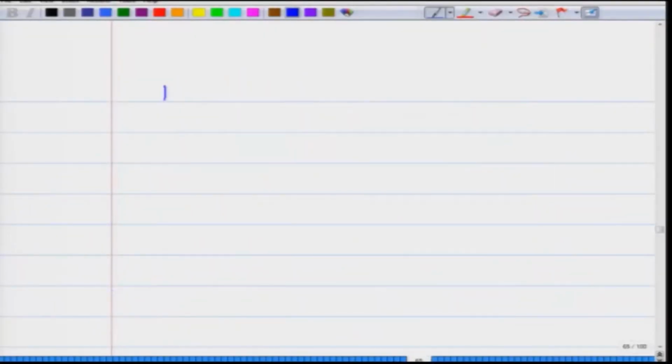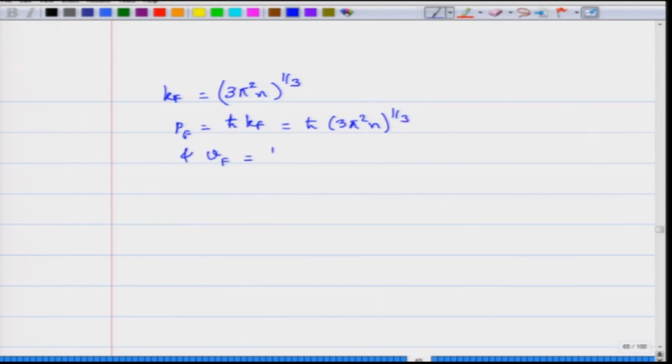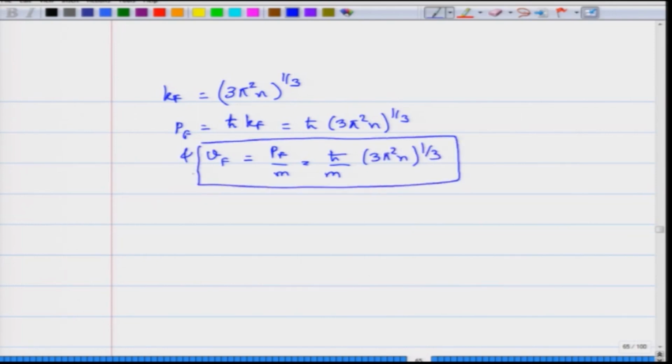So, kf is (3 pi square n) raised to 1 over 3. Your actual Fermi momentum is h cross kf, which is h cross (3 pi square n) raised to 1 by 3. Therefore, you can get the Fermi velocity, which is Pf over m, which will be h cross over m (3 pi square n) raised to 1 over 3. You can also obtain your Fermi velocity.